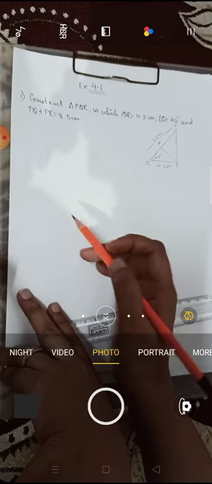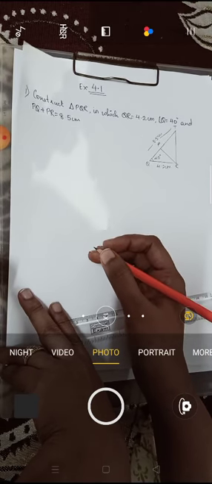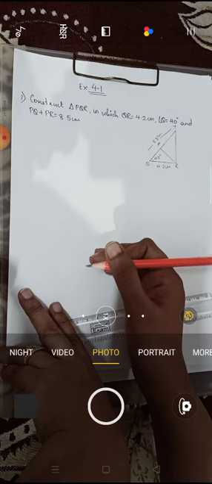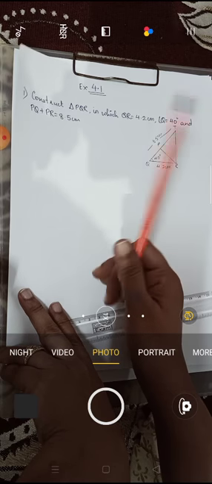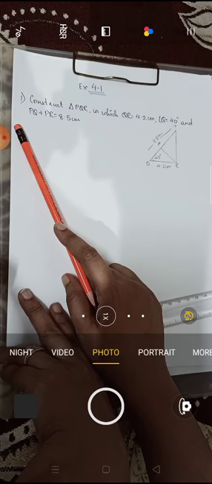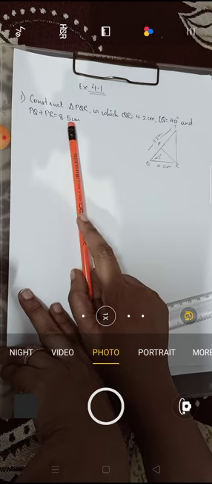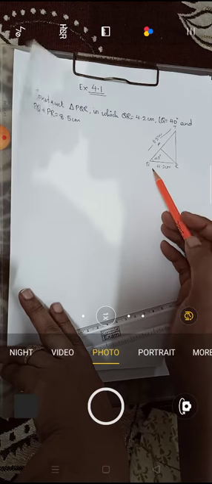Okay students, so let's start with exercise 4.1, construction of triangle. First exercise. Now let's see the first sum. Construct triangle PQR in which QR is equal to 4.2 centimeter and angle Q is equal to 40 degree and PQ plus PR is equal to 8.5 centimeter. As you can see, I have already drawn the rough diagram here.